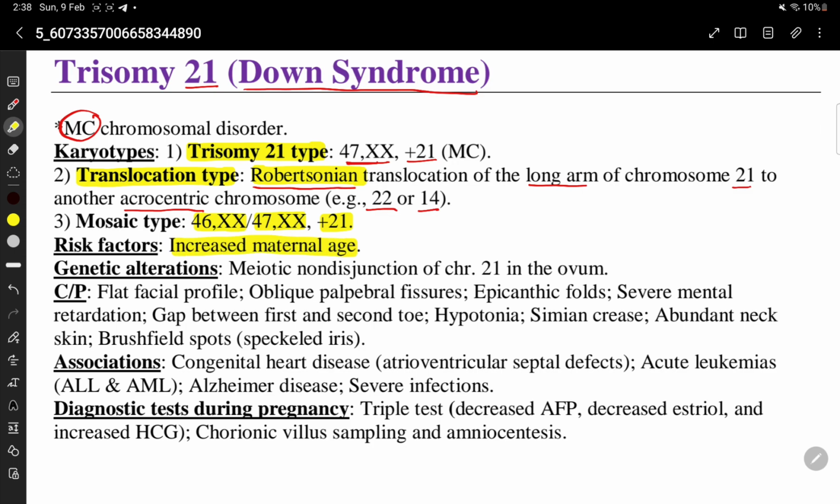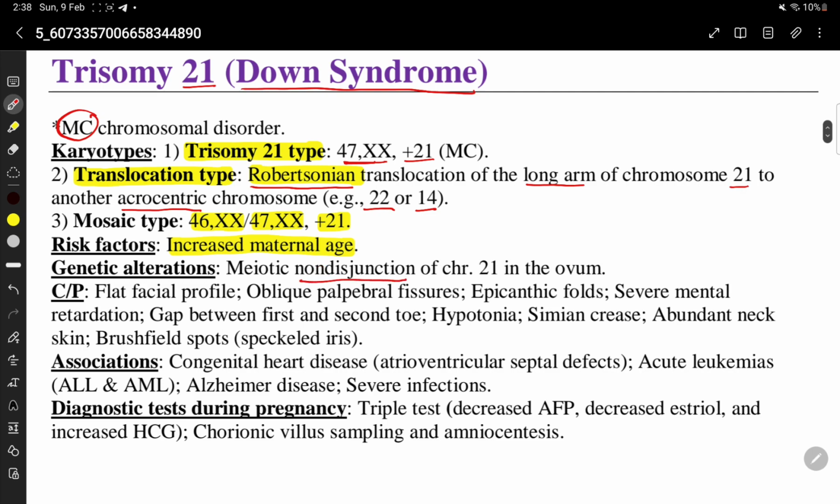The risk factor for Down syndrome is increased maternal age. The genetic alteration is meiotic non-disjunction of chromosome 21 in the ovum.